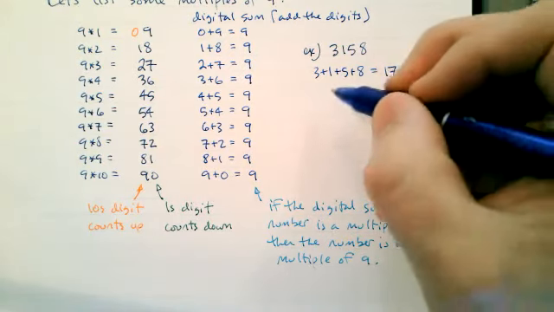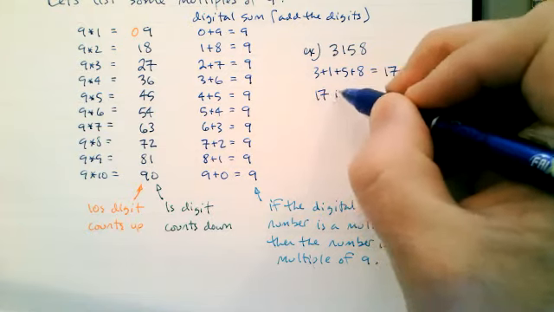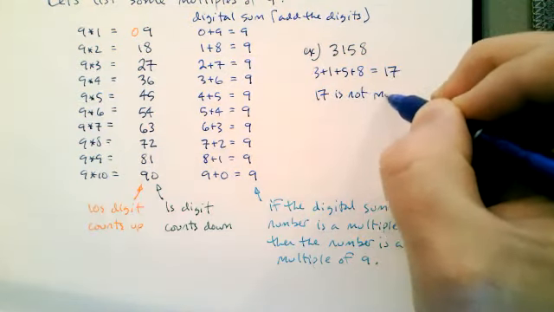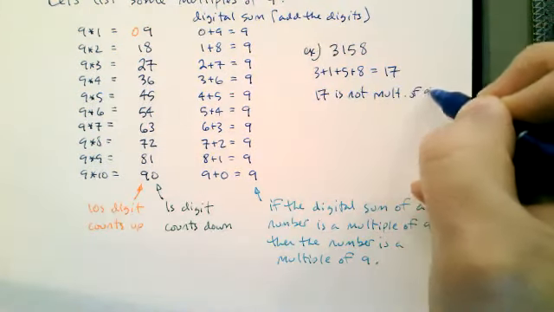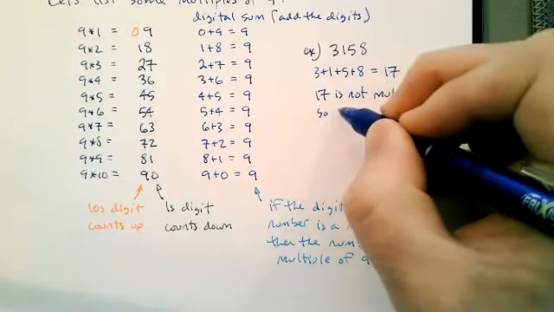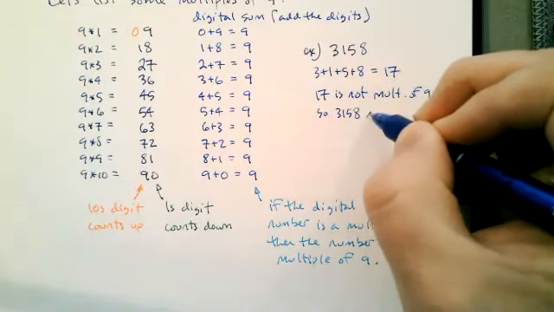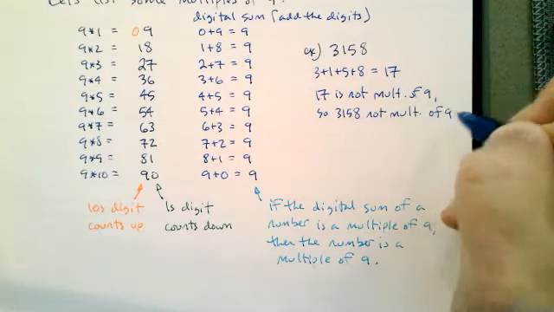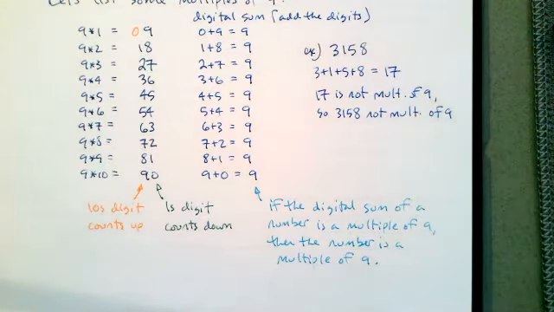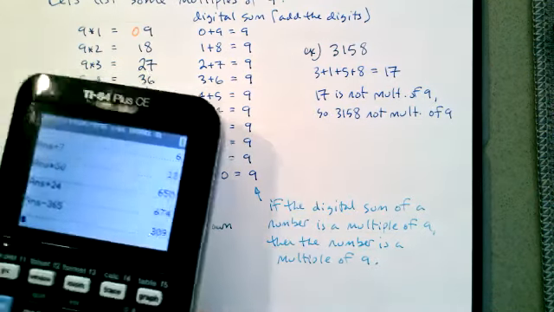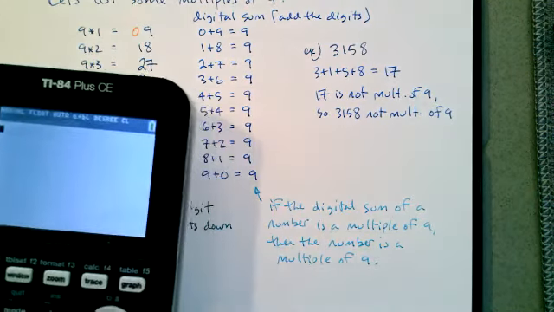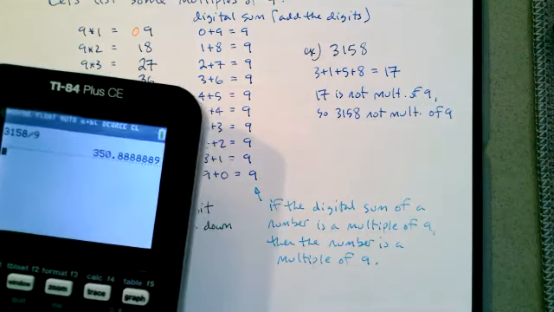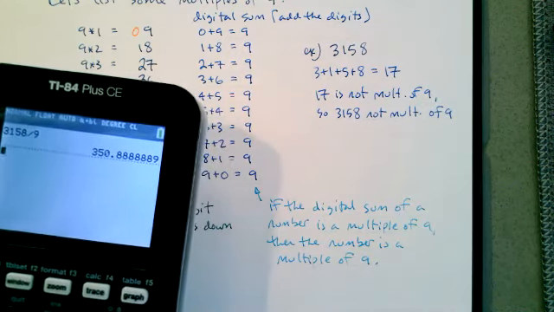So 3158 is not a multiple of 9. And we can check that on a calculator if we want to be just basic about everything and boring. 3158 divided by 9, nope, it didn't work.